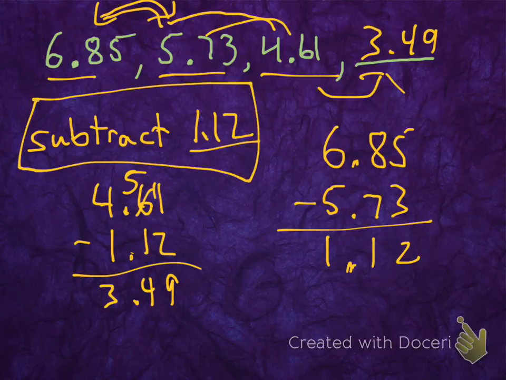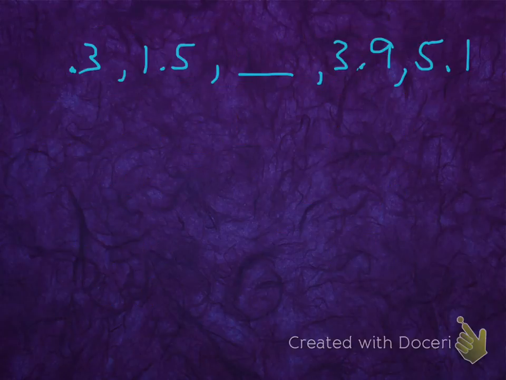Now I want you to try one on your own. So here's your next sequence. What I want you to do is figure out what the rule for the pattern is, and I also want you to figure out what this unknown term is. So press that pause button, try to solve it, and then once you're set, press the play button to see if you solved it right.